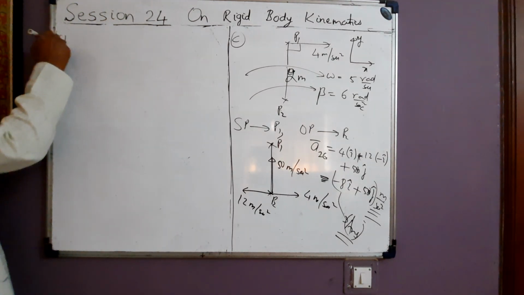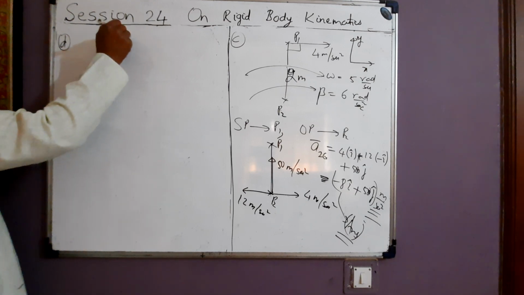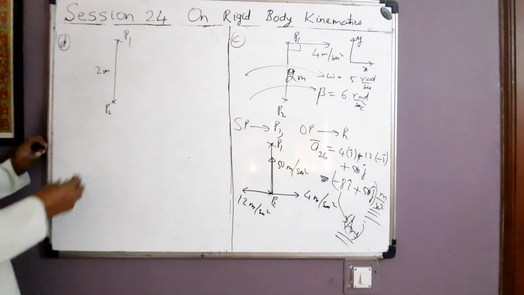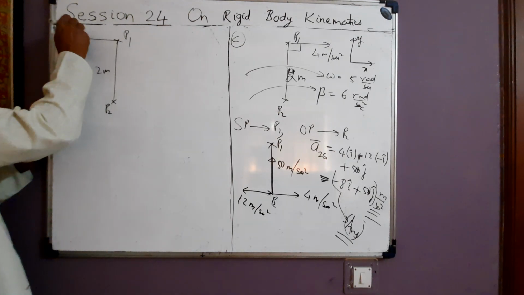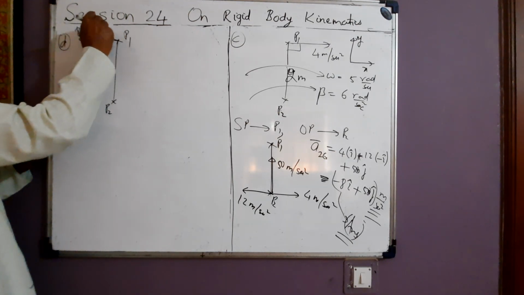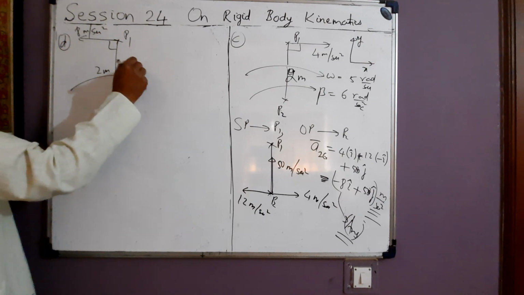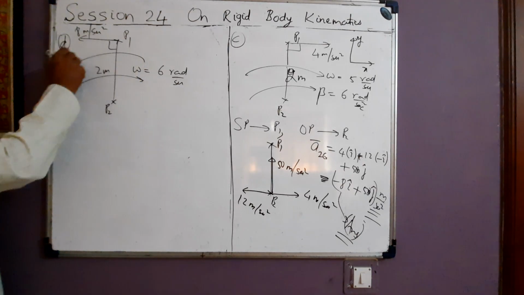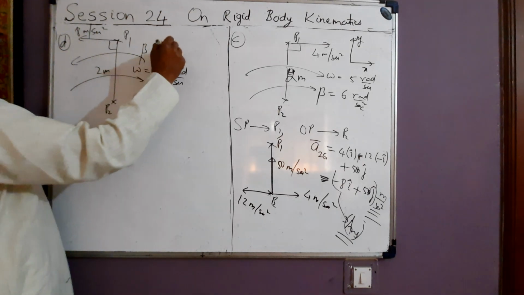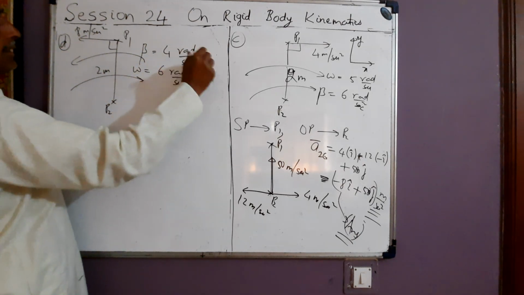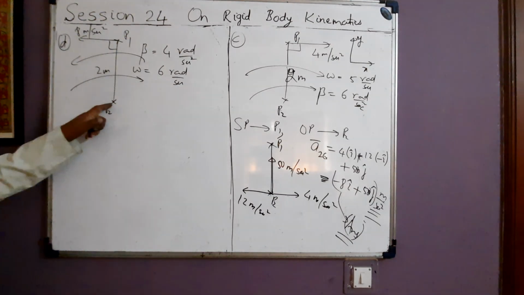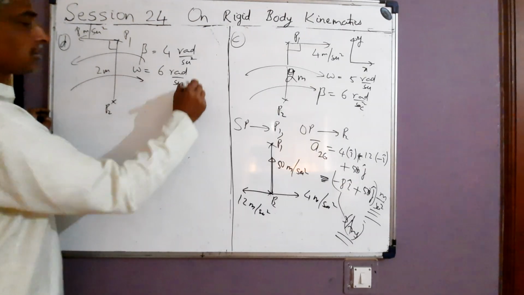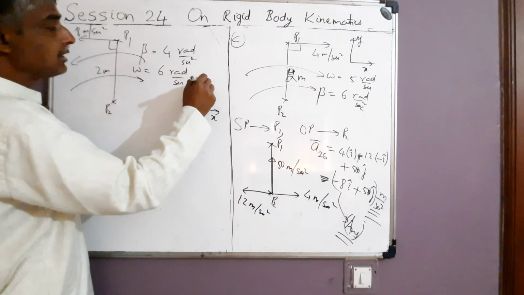Now part D of the question is this. This is P1. This is P2. 2 meters is the length of the rod. Acceleration of P1 is given to be 8 meter per second square rightward. Omega is given to be 6 radian per second clockwise. And beta is given to be 4 radian per second square anti-clockwise. Now we have to determine the acceleration of P2 with respect to ground in IJ notation. Coordinate system is again same as in part A, B and C.